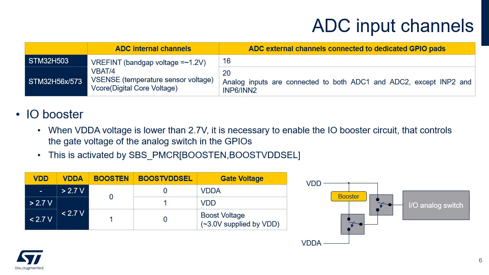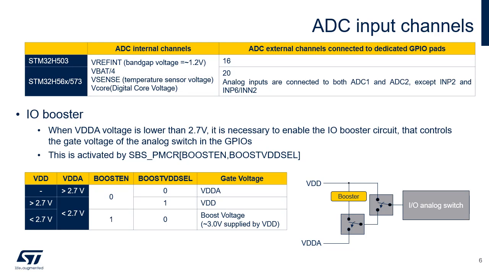ADCs have the following analog input channels: up to 20 external channels, 4 internal dedicated channels, 1 channel for internal reference voltage, VREF-INT, 1 for internal temperature sensor, vSense, 1 for VBAT monitoring channel, VBAT divide by 4, and 1 for the internal digital core voltage, VDD core.